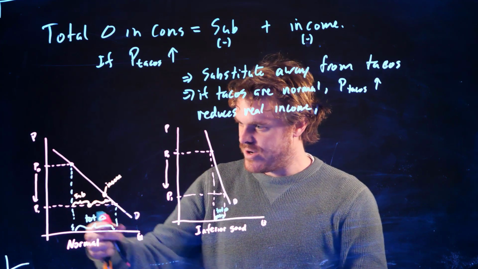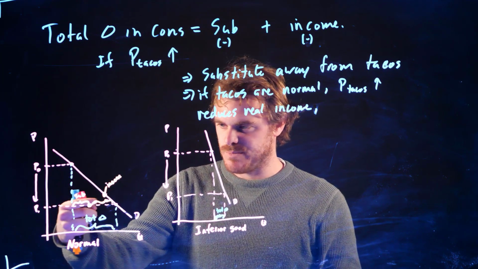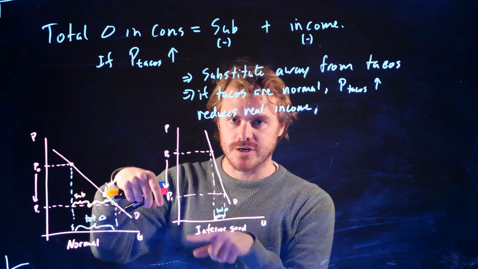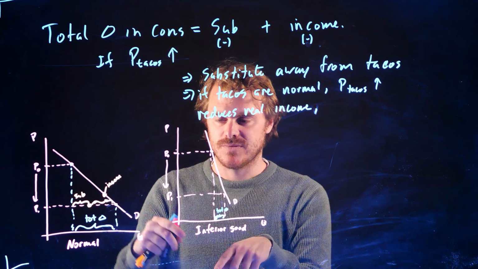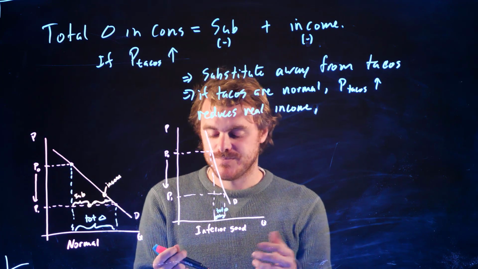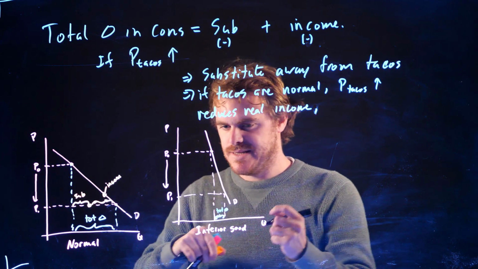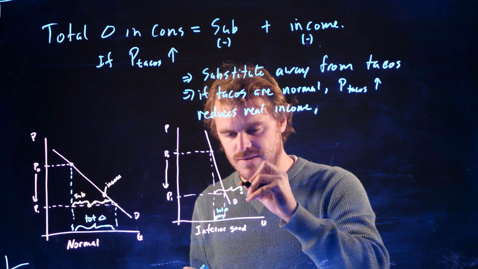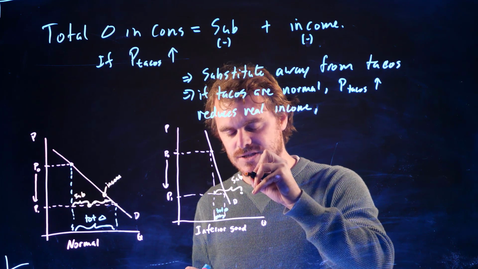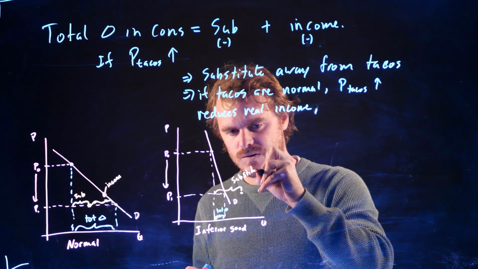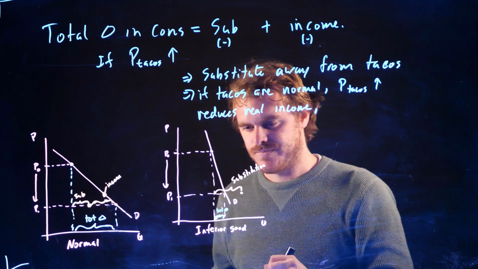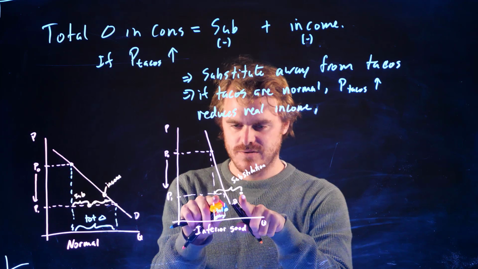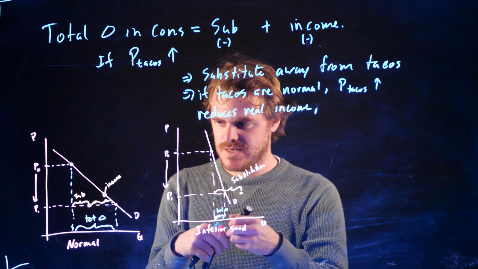And so we know again that the substitution effect is going to be positive, right? Because the price of this good is going down. It doesn't matter that it's an inferior good for the substitution effect. It's getting relatively cheaper. And so let's say that this amount now is the substitution effect. So we're increasing our consumption by this much from the substitution effect.